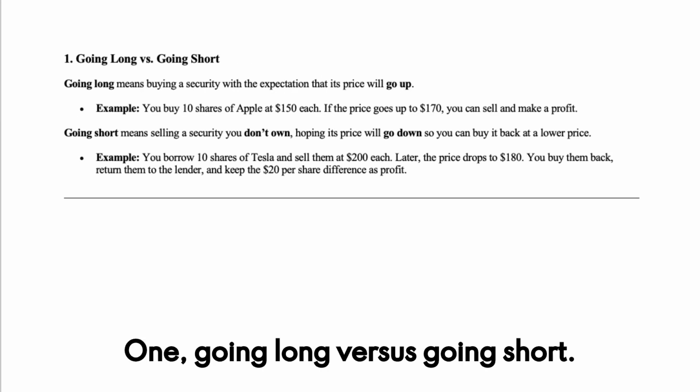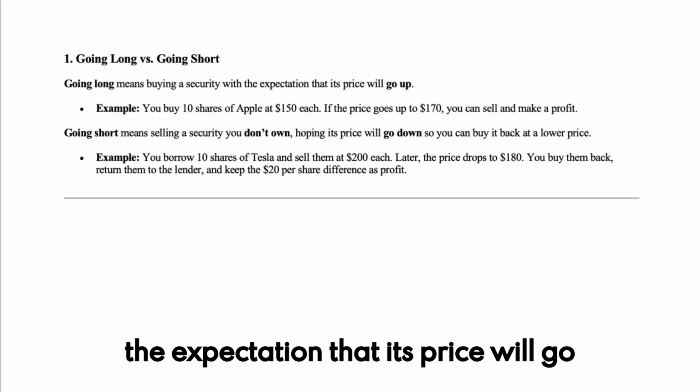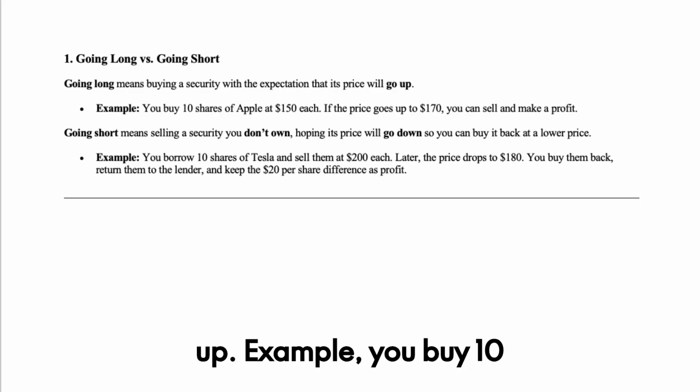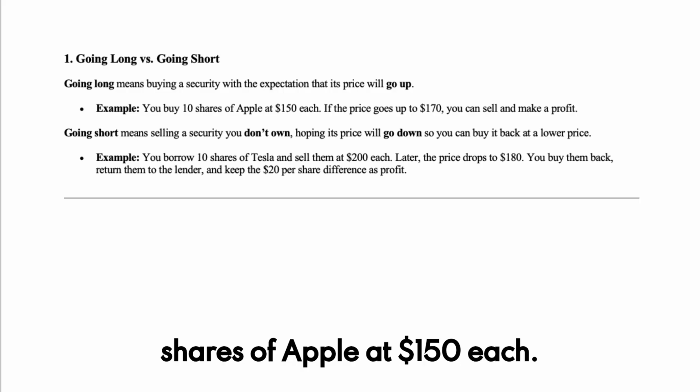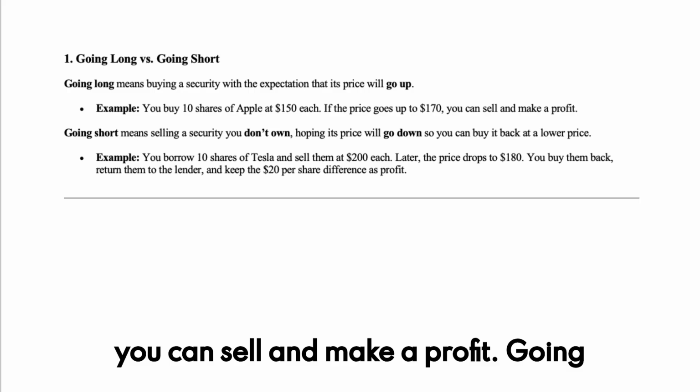1. Going long versus going short. Going long means buying a security with the expectation that its price will go up. Example, you buy 10 shares of Apple at $150 each. If the price goes up to $170, you can sell and make a profit.